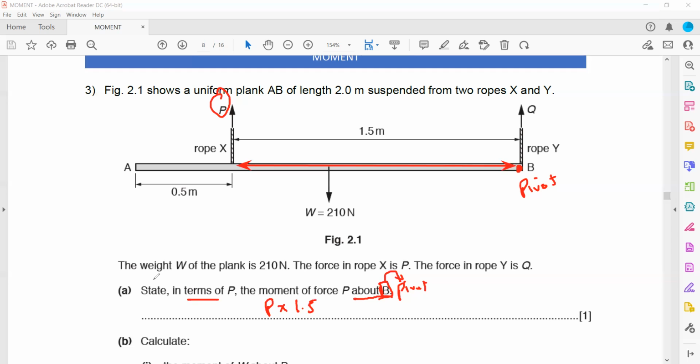Why do we say "about"? Because in the question they mention about B, so it means B is the point of rotation, or B is the pivot. Is it clear, part A for question 3? You can use your mic or the chat for any question, query or doubt you have. Okay.